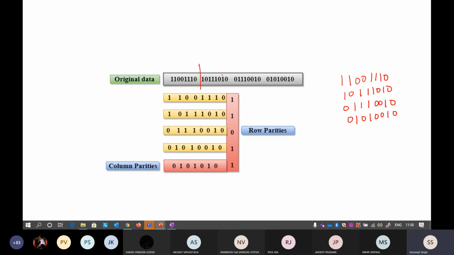When you're sending more data, you take this data and calculate a two-dimensional parity. How can you do this? Calculate the parity on the row side and on the column side. Check it: 1, 2, 3, 4, 5 ones, so you add a 1 here to make it even. 1, 2, 3, 4, 5, again there are 5 ones, so you add a 1 here. 1, 2, 3, 4, so you add a 0 here. 1, 2, 3, you add a 1 here.